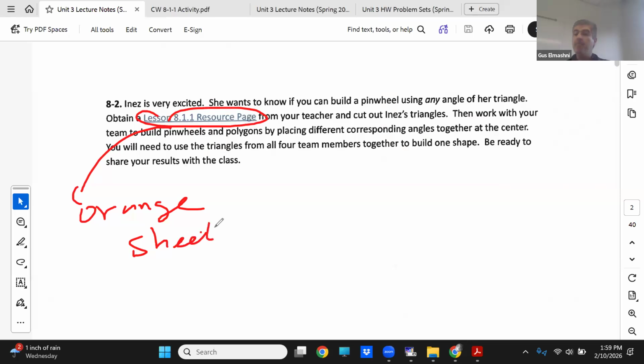Are we cutting them out? Yeah, exactly. So you and your team. We'll do this in pairs, but just have one group of 3 because Maggie's taking a test. Then work with your team to build pinwheels and polygons by placing different corresponding angles together at the center. You'll need to use the triangles from all 4. That's just you and another person to build one shape. Be ready to share results with the class.